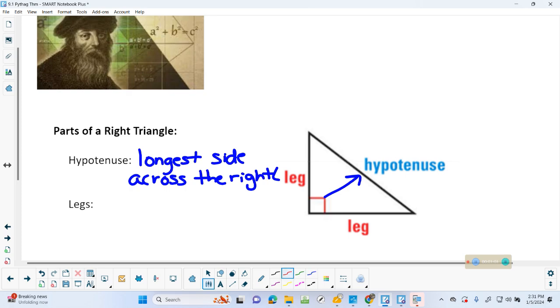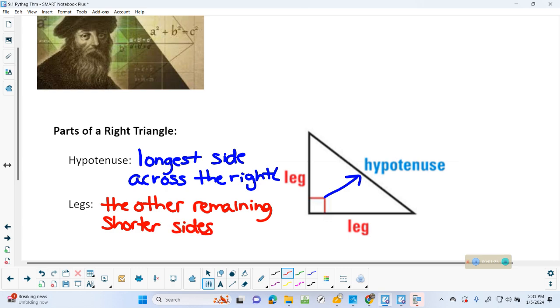That's going to be key today because we're going to be using the hypotenuse and comparing things to it. Now, the other remaining sides, instead of just calling them sides, they call them legs. And let's get technical. They're shorter than the hypotenuse. So again, it's just the vocabulary. Hypotenuse the longest, across the right angle, and the other two sides we're going to call legs.